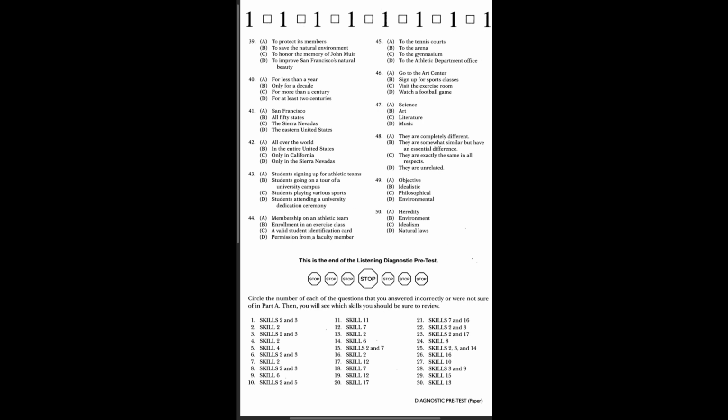Number 39. What is the main objective of the Sierra Club? Number 40. Approximately how long has the Sierra Club been in existence? Number 41. What area was John Muir especially interested in saving? Number 42. Where does the Sierra Club have members?